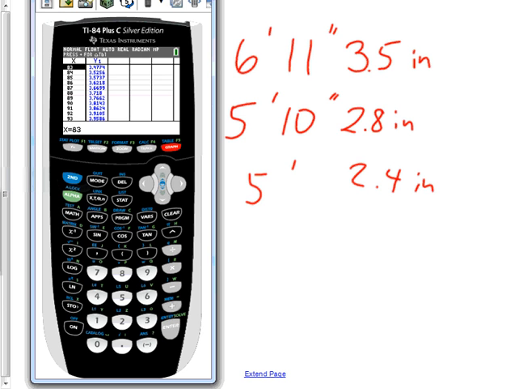And now I can just keep going until I find the 7'2" person, which is not 72. It's 7 times 12, and then plus 2, which was what? 86. I just go up to 86, and bingo, bango, bongo. I've got a 3.62 inch pinky.